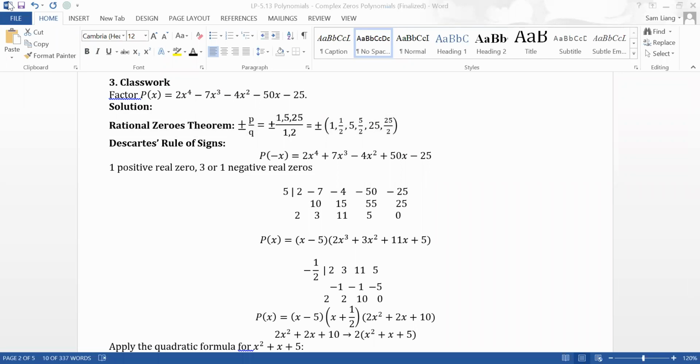So we can determine that it's one positive real zero by looking at the changes in signs of p of x, and we see that there's only one change from positive 2x to the fourth to negative 7x to the third. And then if we plug in negative x to solve for the negative real zeros, we see that there are three sign changes, so that means there's either three or one negative real zero, because we can also subtract a whole even number, and so 3 minus 2 is 1, so you have either 3 or 1 negative.